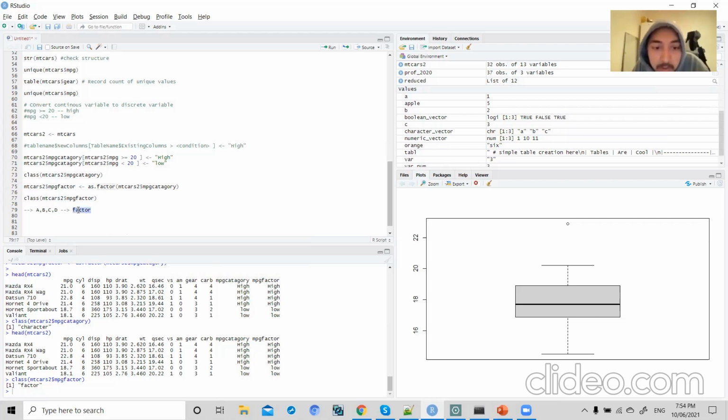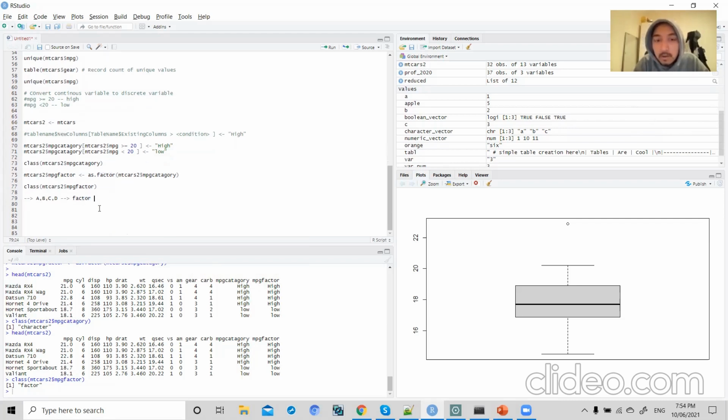So when we convert this high and low into a factor, it doesn't have any numeric value, like high meaning more than 20, but it's now been grouped into two factors, one high, one low, instead of being just a character.